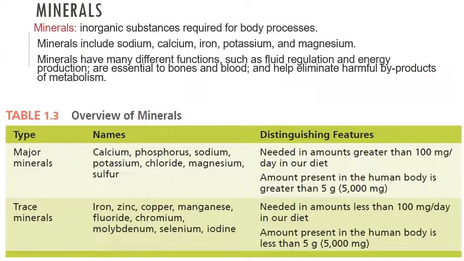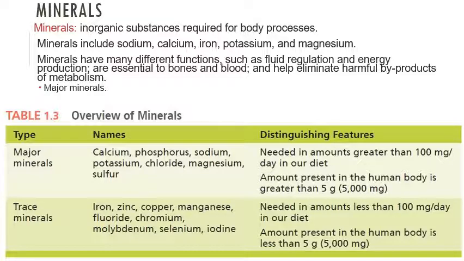Minerals. Minerals are inorganic substances required for body processes. So what don't they have again? Do you see what I mean? Carbon. They don't have carbon. Good job. Minerals include sodium, calcium, iron, potassium, and magnesium. Minerals have many different functions such as fluid regulation and energy production. They are essential to bones and blood and help eliminate harmful byproducts of metabolism.